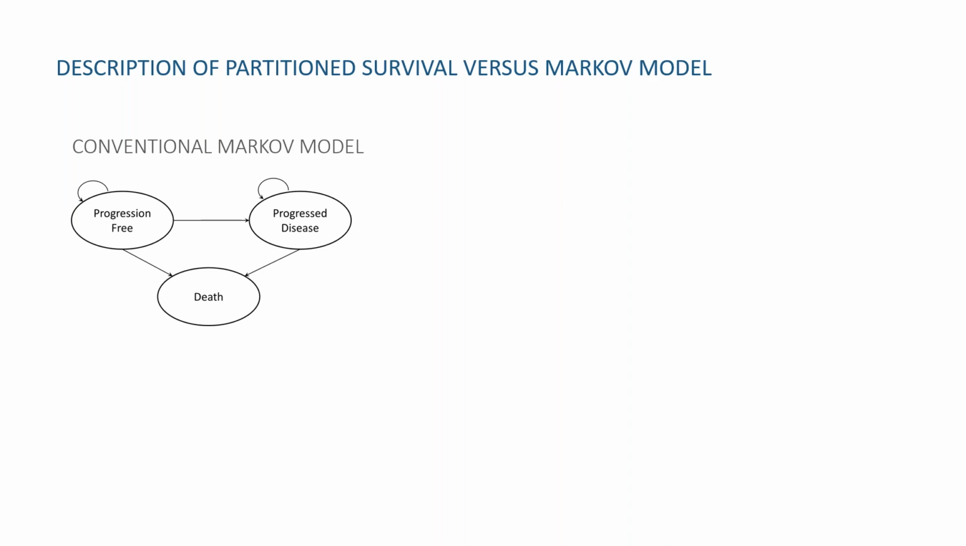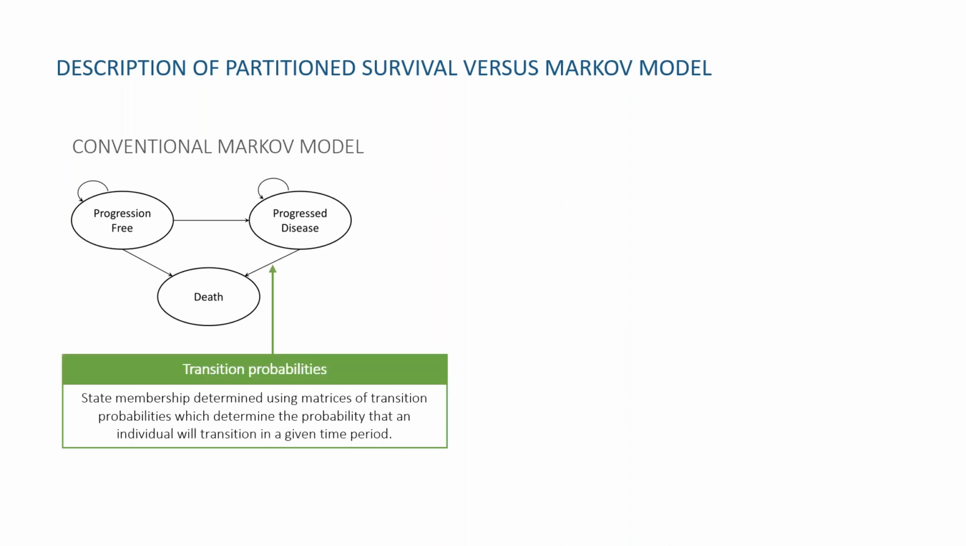Now, in a Markov model, the way in which this movement is determined is by transition probabilities, and the state membership is determined using matrices of transition probabilities. And these determine the probability that an individual will transition from one health state to another in a given time period.